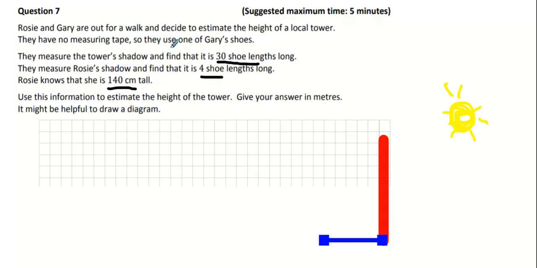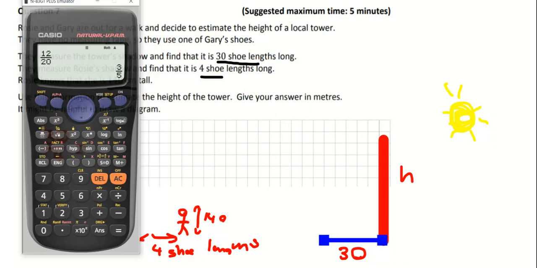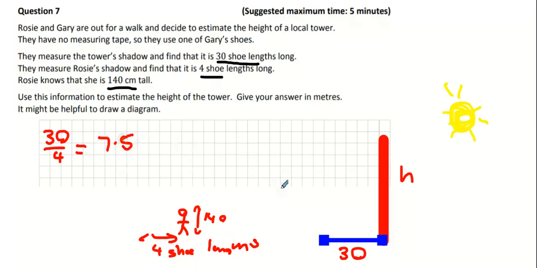We have our tower here, which we don't know the height of, but we know its shadow is 30 shoe lengths. Then we know that the girl Rosie is 140 tall, and her shadow is 4 shoe lengths. So what's 30 divided by 4? 30 divided by 4 is 7.5. If the shadow is 7.5 times longer, the height has to be 7.5 times bigger than Rosie. So it's 140 multiplied by 7.5, which is 1050 centimeters, or 10.5 meters.